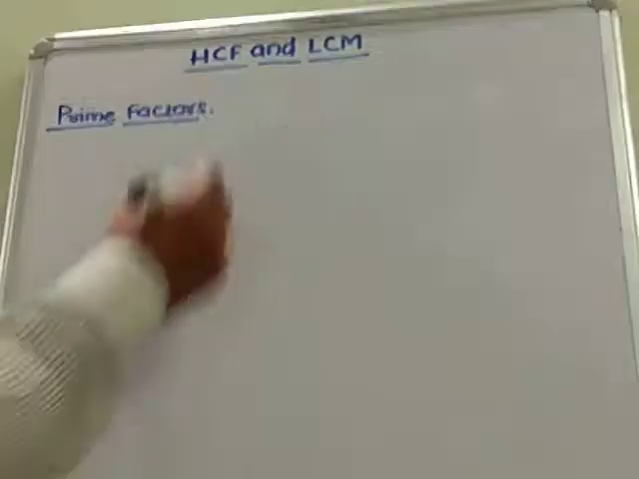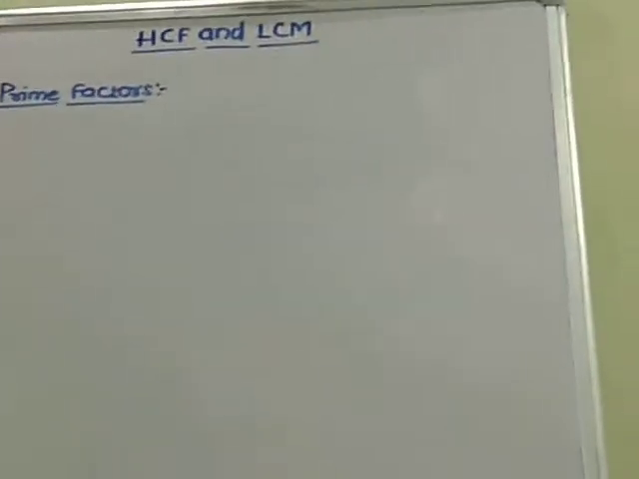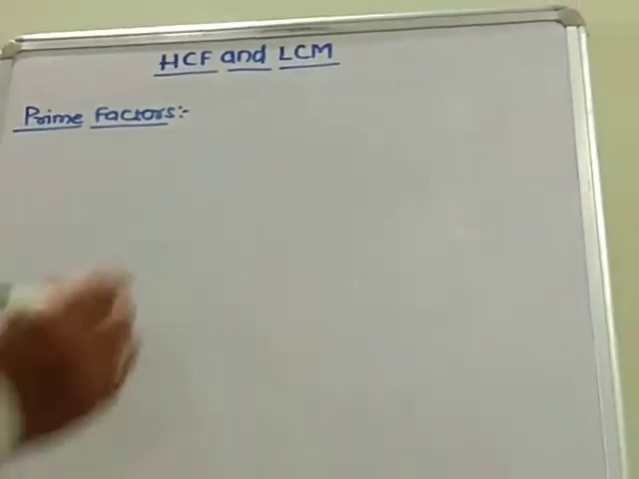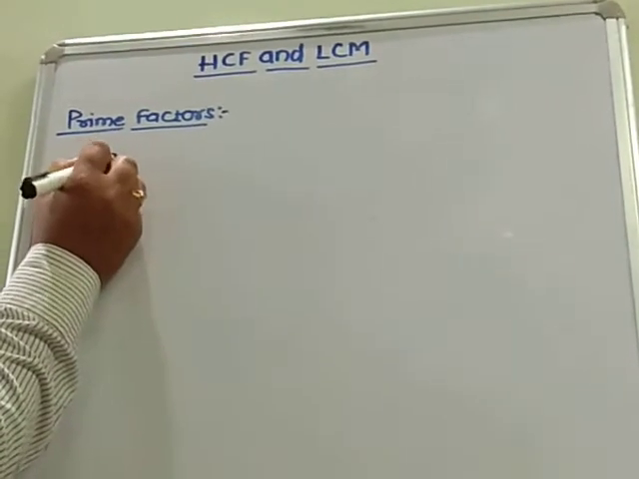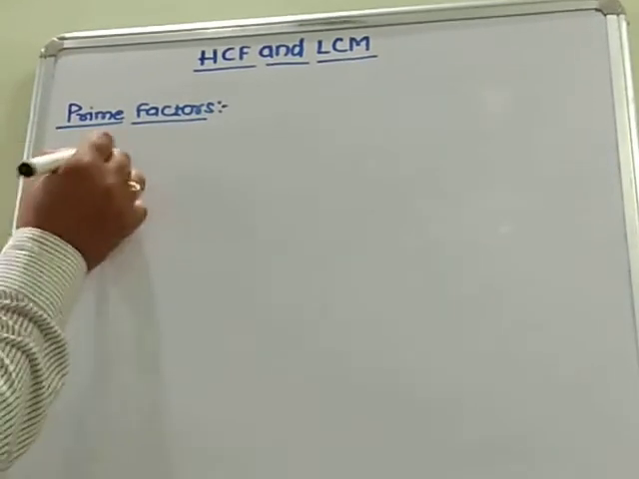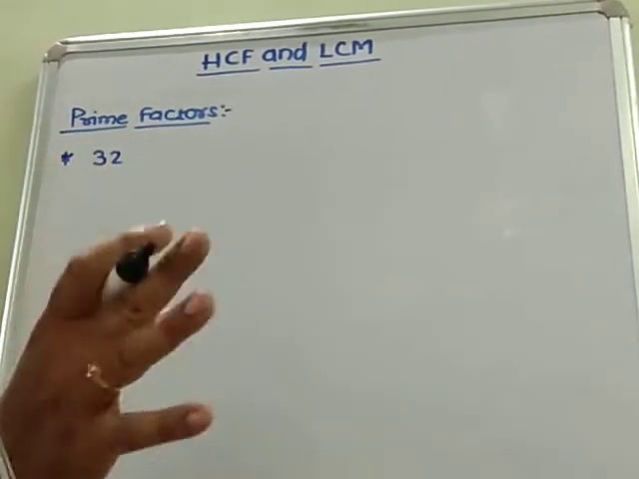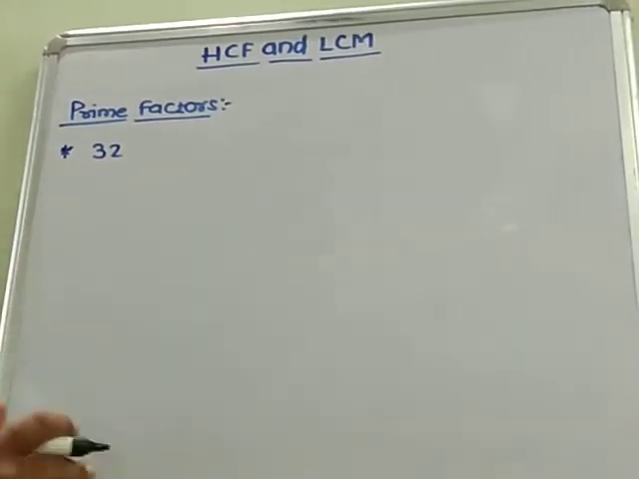Now look at the board. First, find the prime factors of the following numbers. That means we are finding the factors of the numbers. Let's see on the board. First example, 32. Find the prime factors of this number. There are 2 methods, the vertical method or the horizontal method.